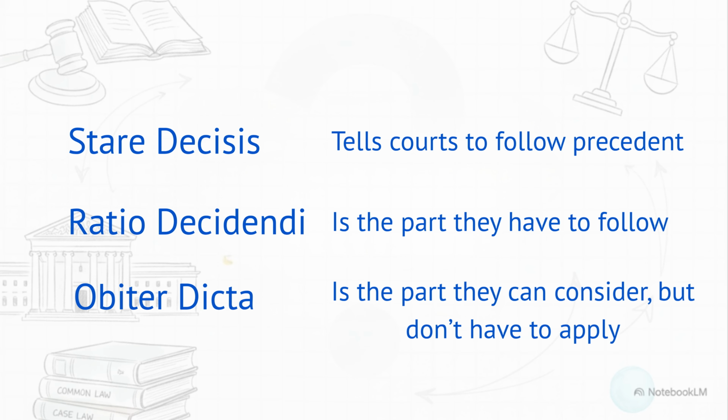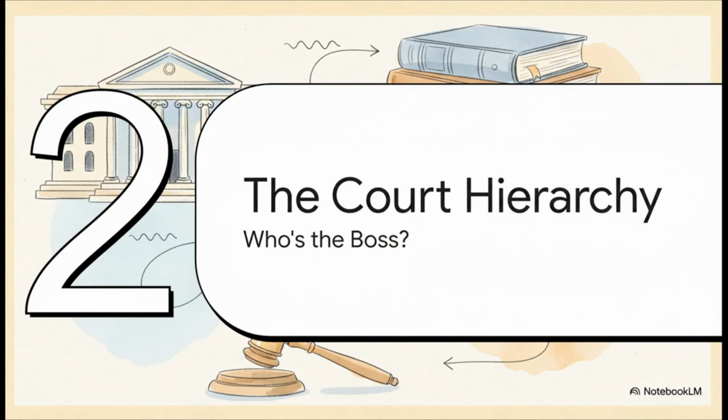So, to connect it all, stare decisis is the rule that says courts follow past decisions. Ratio decidendi is the part of the judgment that must be followed. Obiter dicta is everything else said. Influential, but not binding. Okay, so if judges have to follow decisions from higher courts, the next obvious question is, who's higher than who? The power of a precedent, you see, is directly tied to which court it came from. And this brings us to the absolutely crucial concept of the court hierarchy.